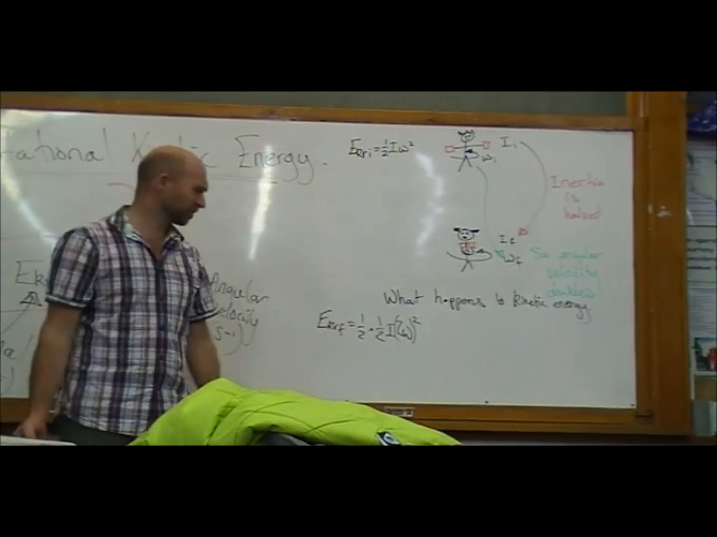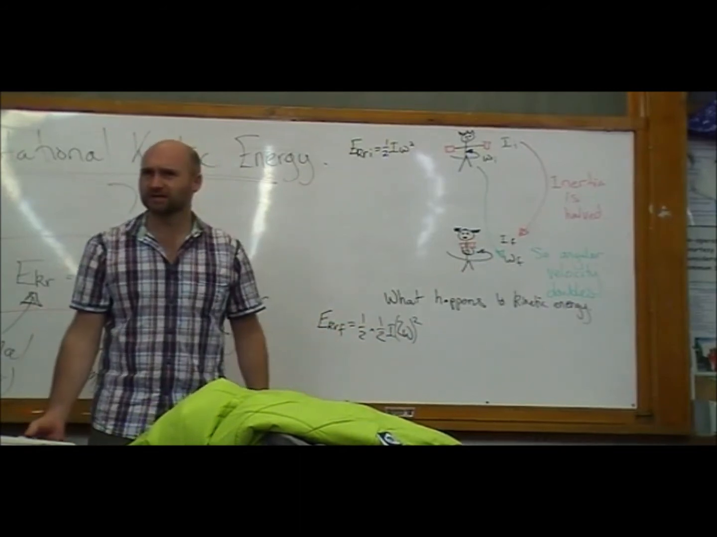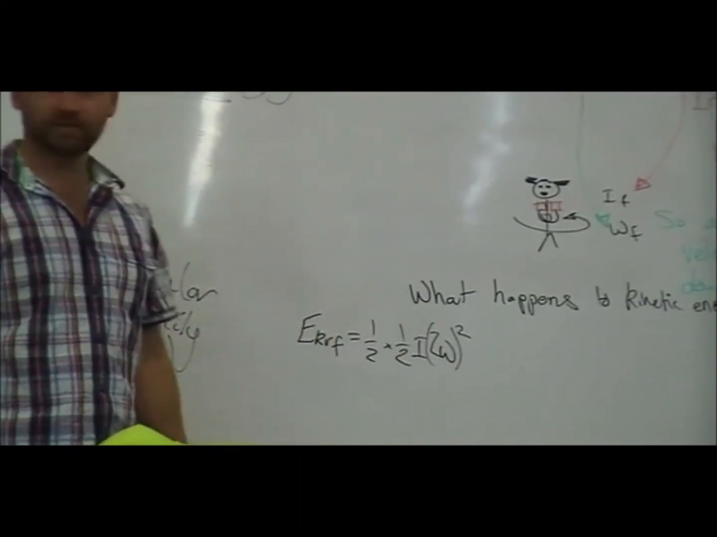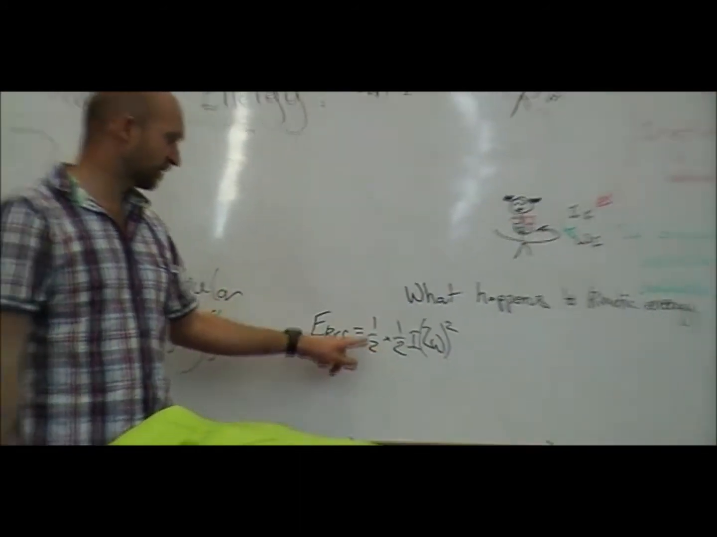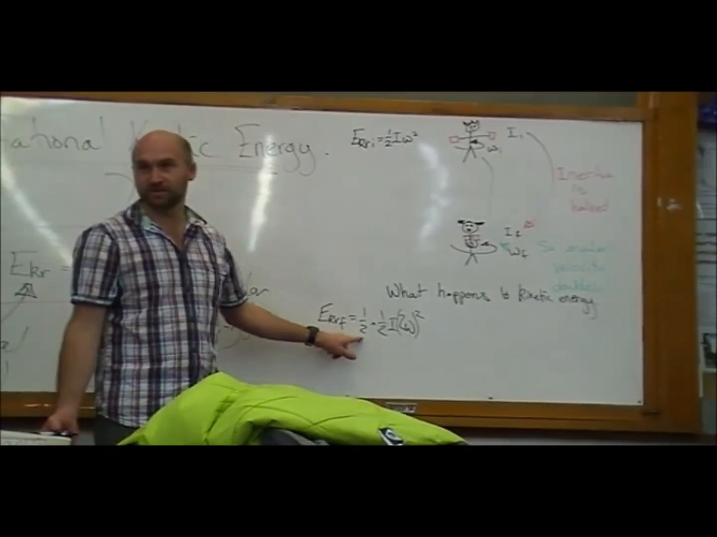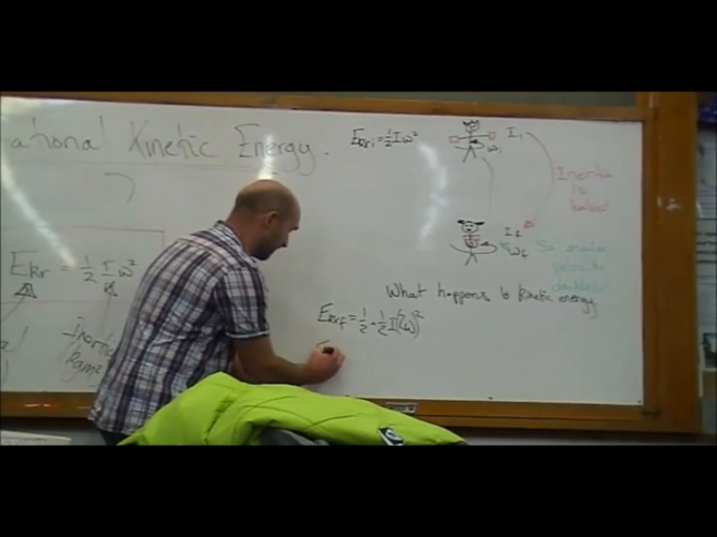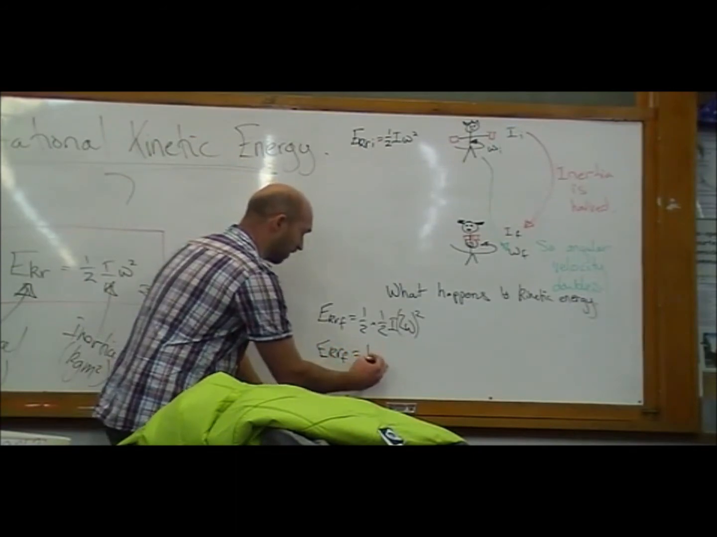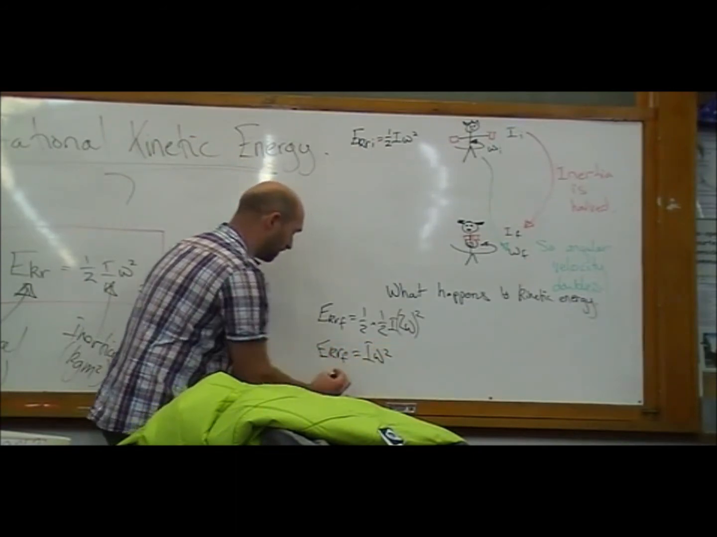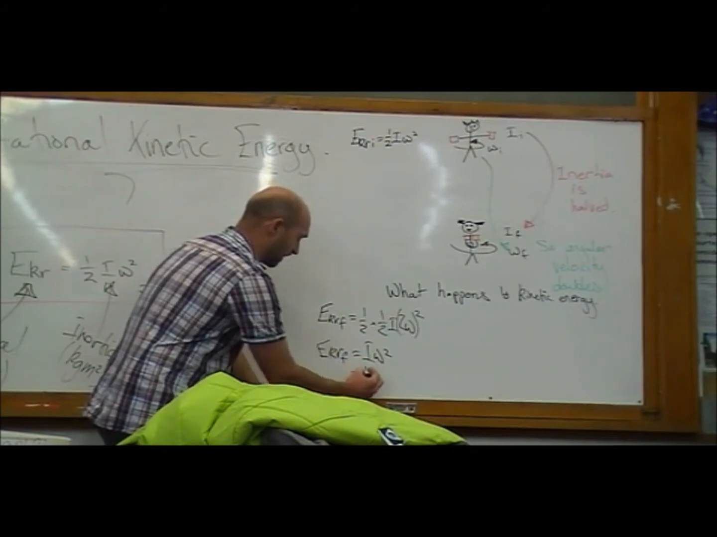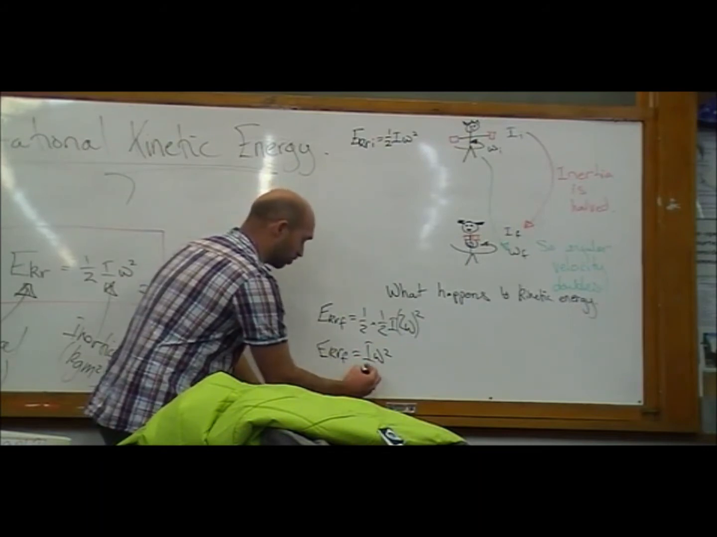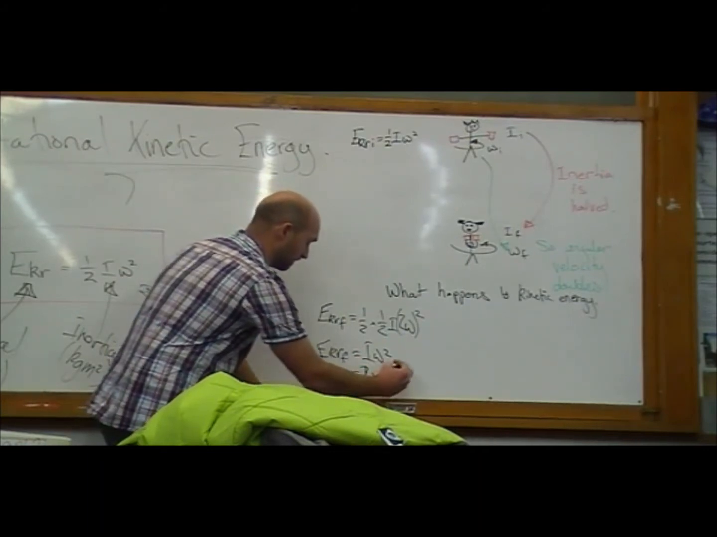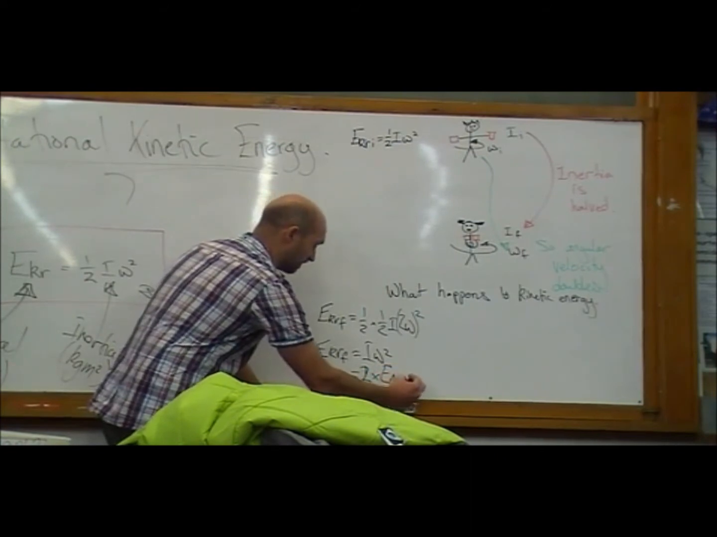That's some ugly maths. What do we do? 2 squared, what's that? 4. What's half of 4? 2. And half of 2 again? 1. And so the EKR final is just I omega squared. What we notice is that's 2 times EKR initial.